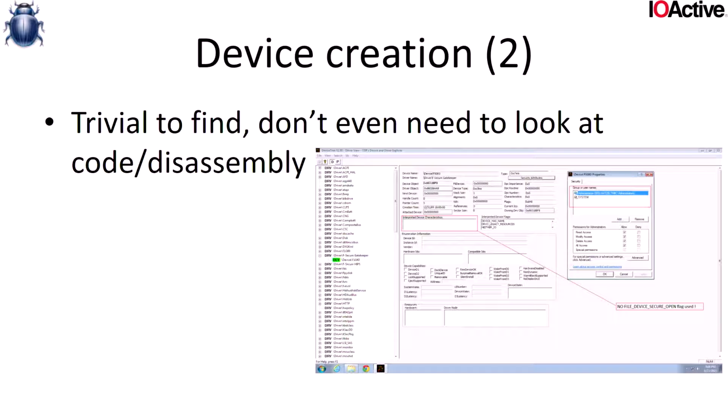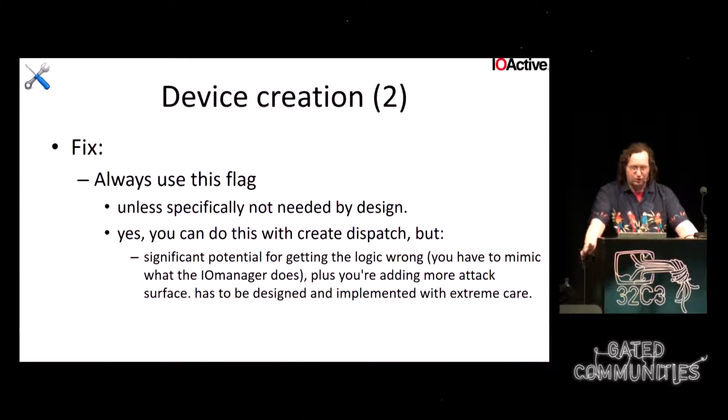And so if the flag isn't set, and the ACLs basically say, oh, this is only admin, then you most likely have a security bug right there, and it's one click away. It's easy to find. So what's the fix for this one? Basically, always use the flag. Unless you are very specifically building a file system driver, you should always set this flag.